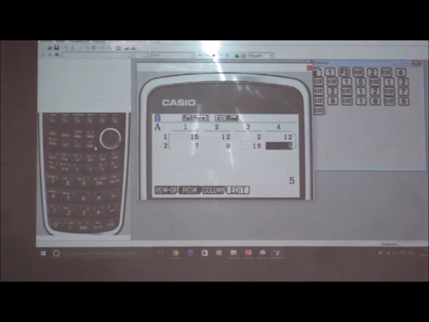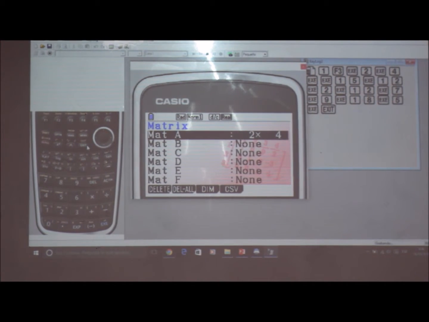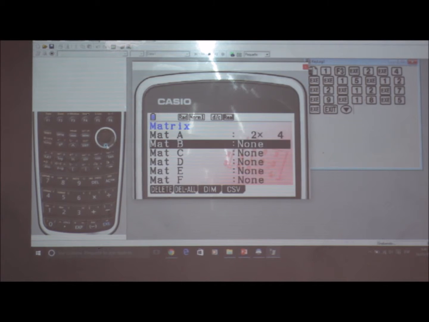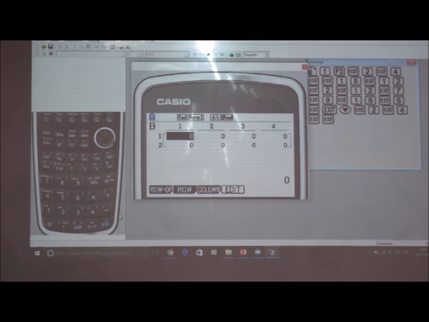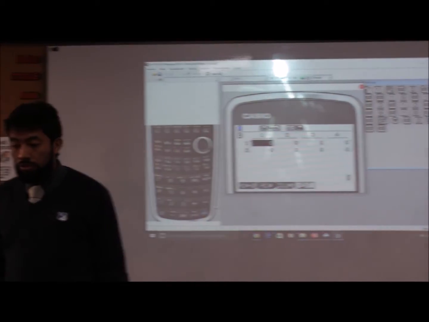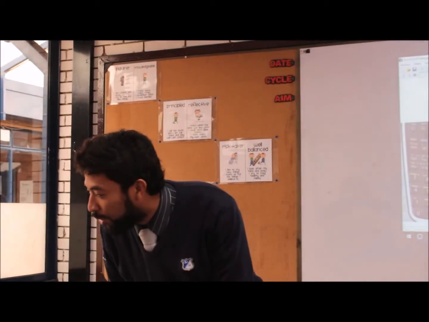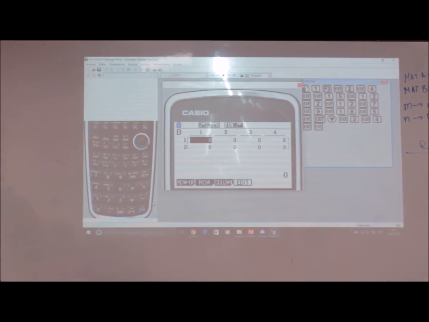Now, I press exit. And I go back again to the menu. Now, I scroll down to matrix B. Dimension, once again, 2 rows and 4 columns. Execute. And here I need the expected value that you found previously. So do it quickly in the calculator so I can take your notebook. Or you have it here. Excellent.